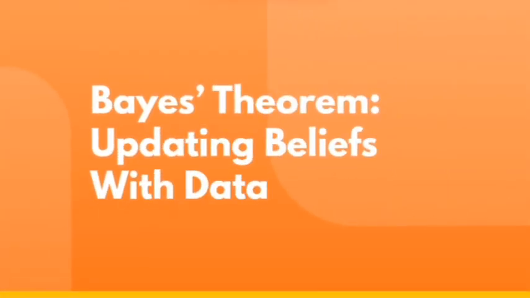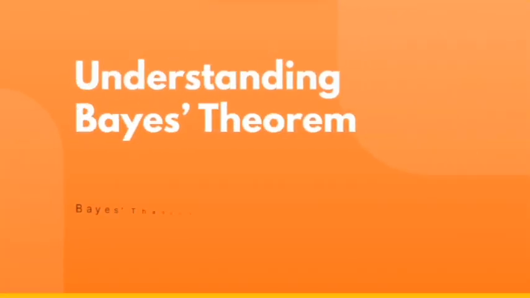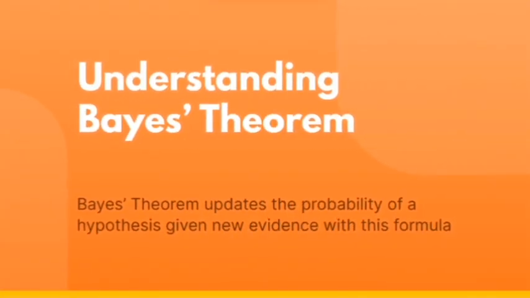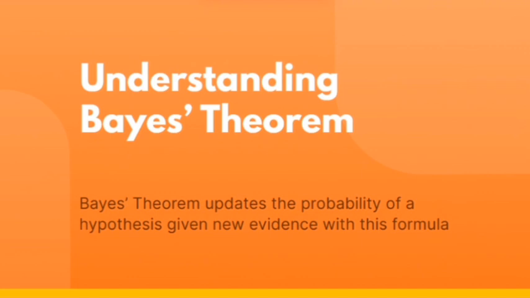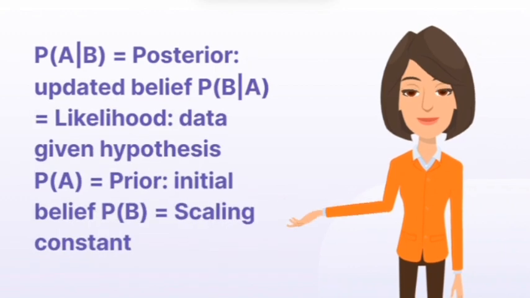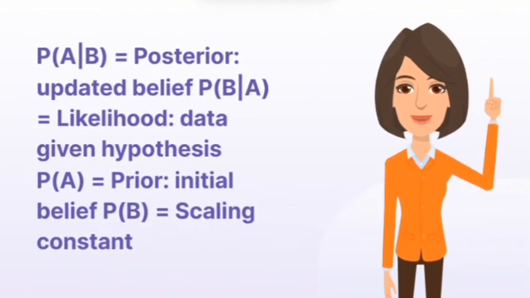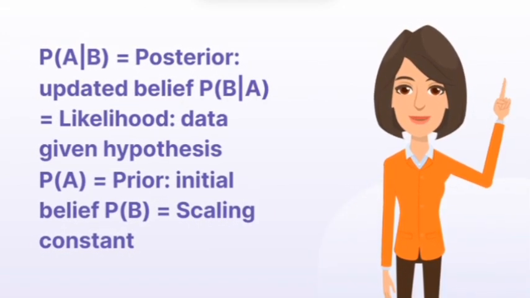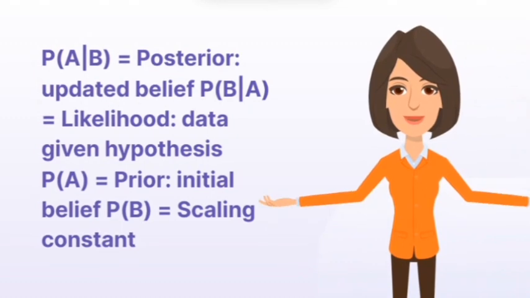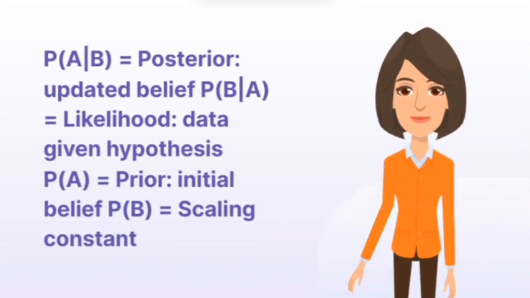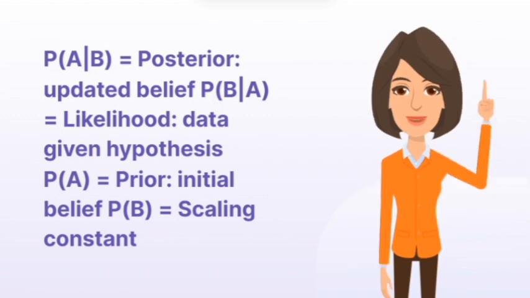Bayes' theorem: updating beliefs with data. Understanding Bayes' theorem. Bayes' theorem updates the probability of a hypothesis given new evidence with this formula. P of A given B is the posterior, or updated belief. P of B given A is the likelihood, the probability of data given hypothesis. P of A is the prior, the initial belief. P of B is the scaling constant.